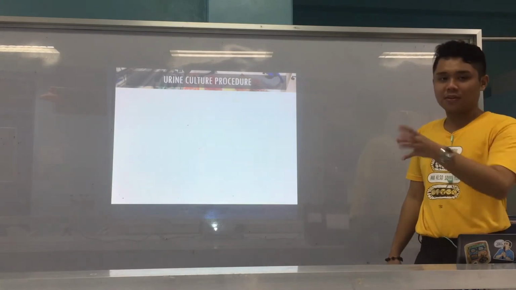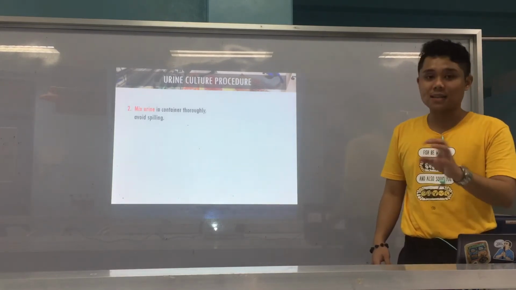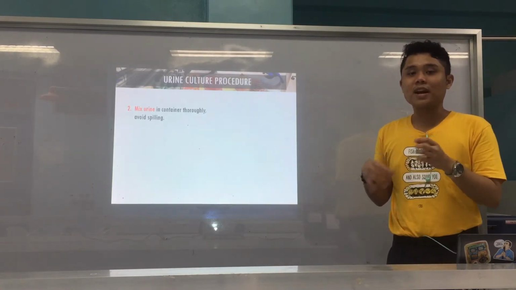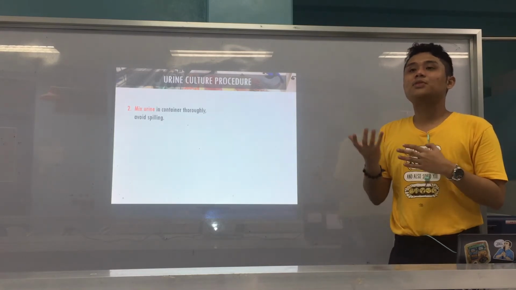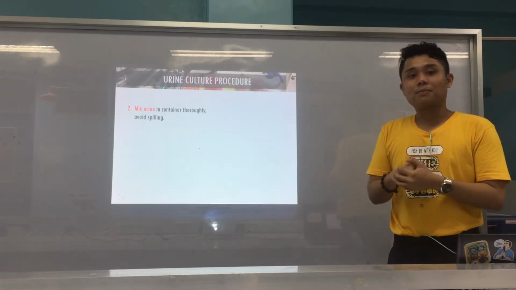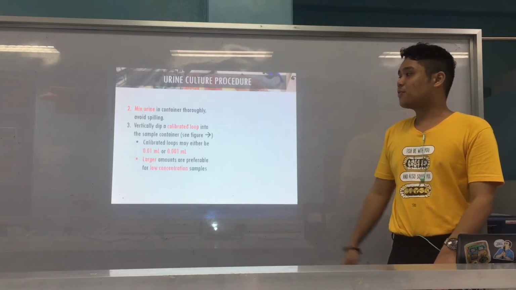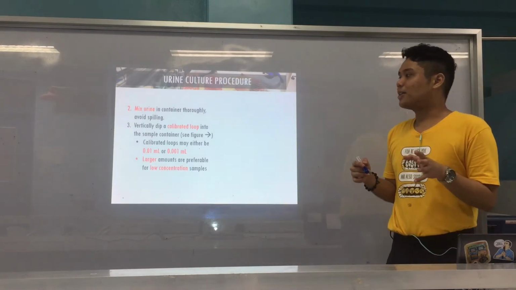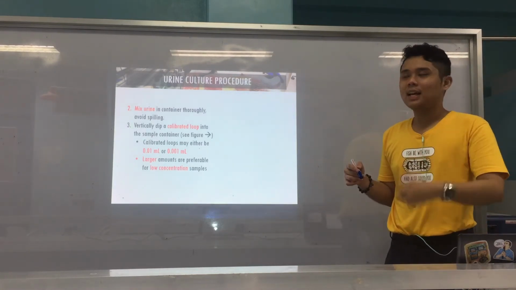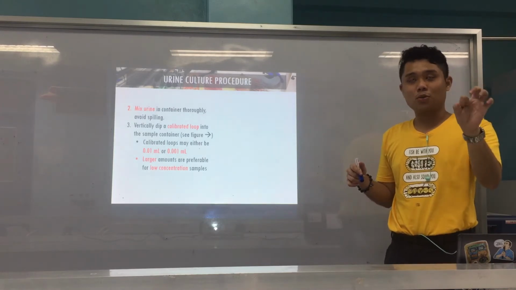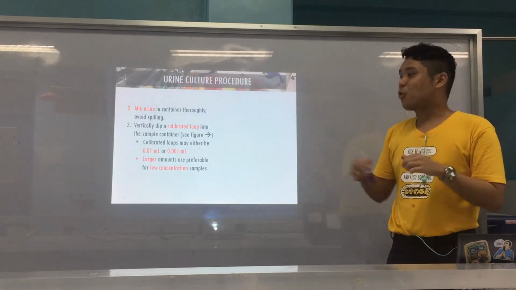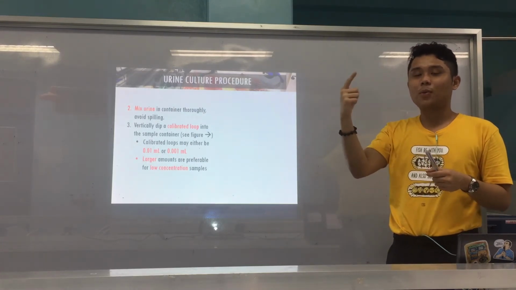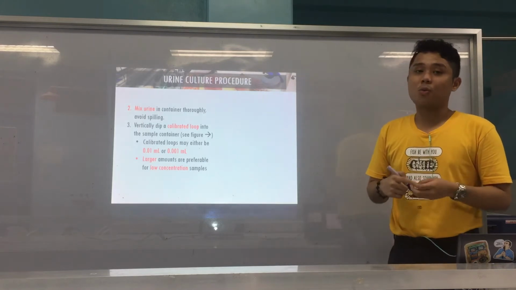Now for the culture itself, after the media, what we do next is mix the urine. That's a general rule from AUBF. You mix the urine so that the sediments that may have settled at the bottom are included in processing. And we vertically dip a calibrated loop. You may have noticed the calibrated loop that is light blue. That light blue one is 0.01 ml, so when you dip it in urine, the liquid that remains on the loop is equivalent to 0.01 ml.